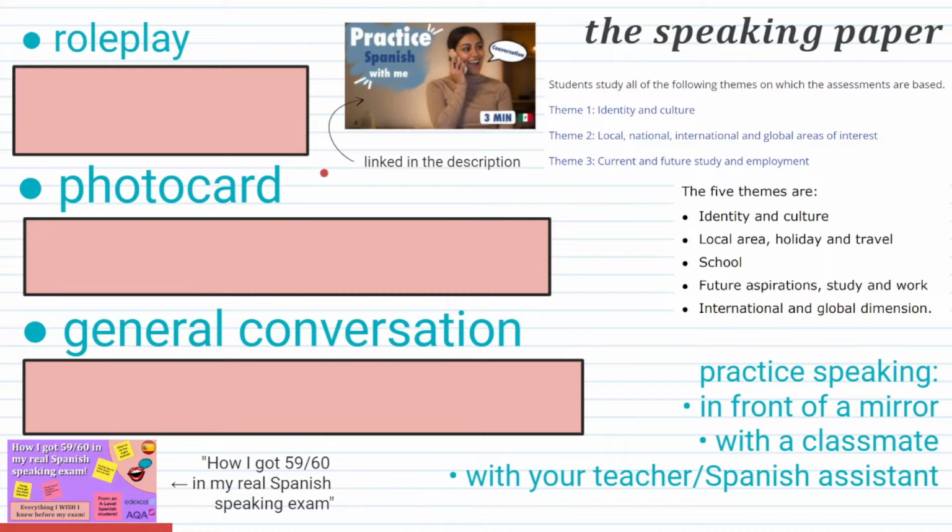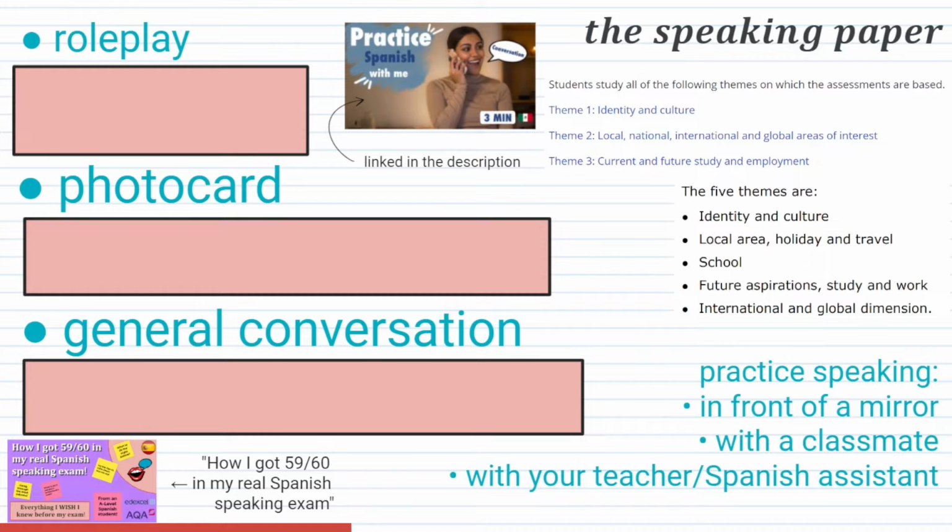So for speaking, one important thing is to familiarize yourself with the themes. Each part of the speaking exam, the role play, the photo card, and the general conversation will be based on certain themes. For AQA, there are 3 themes, and for Edexcel, there are 5. In AQA, for example, your theme for the photo card cannot be the same as the themes for your general conversation. Now that you understand the themes, let's break down the exam itself.